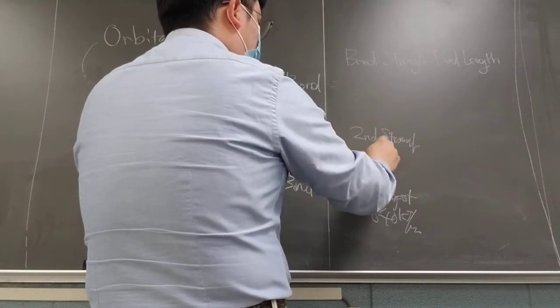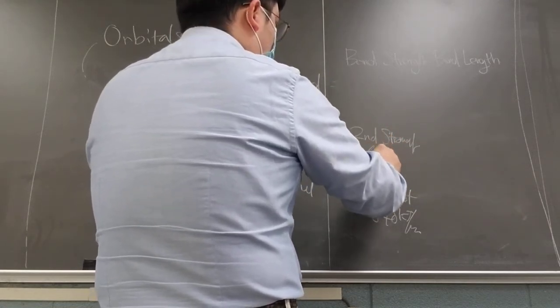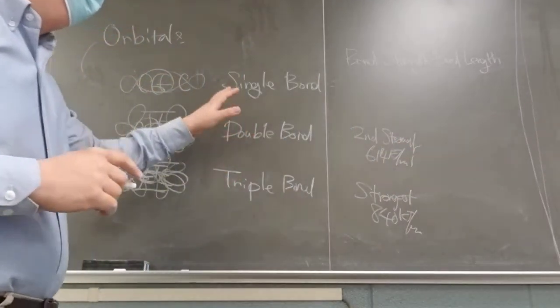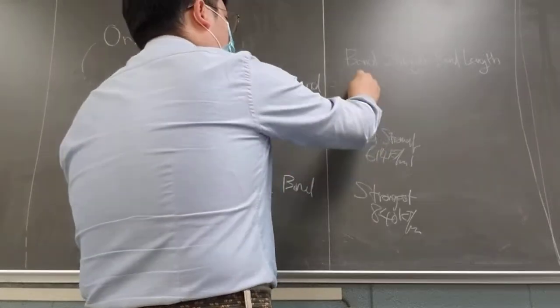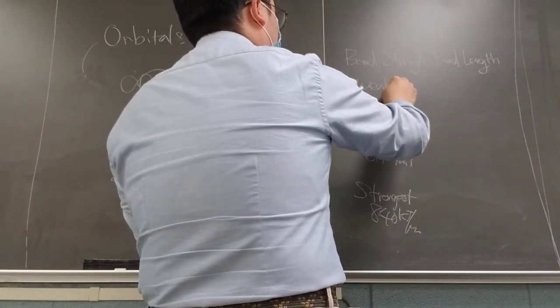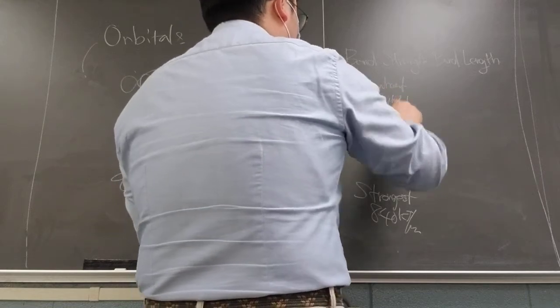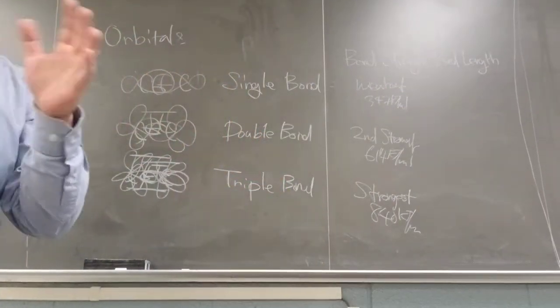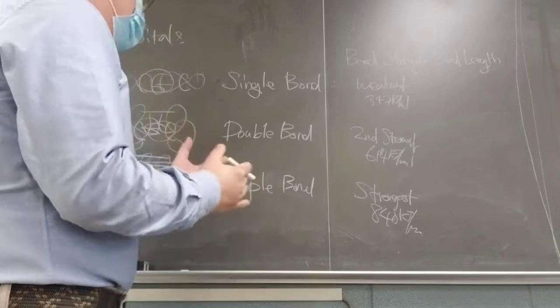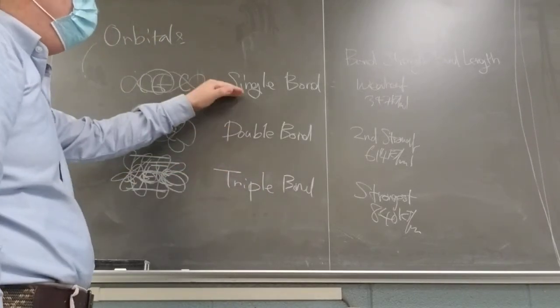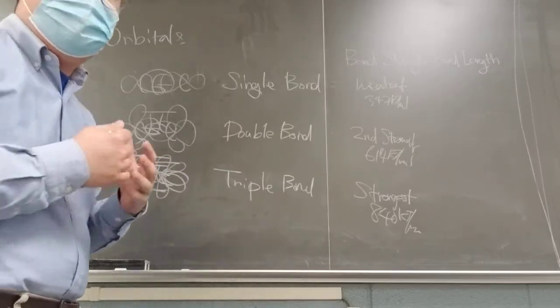I think it was 614 or something. And then the single bond is the weakest one, right? So 347 kilojoules per mole. But the only thing you really need to know is not the numbers. It's kind of common sense that this might be the strongest, then second, then the weakest. That's what you need to know.